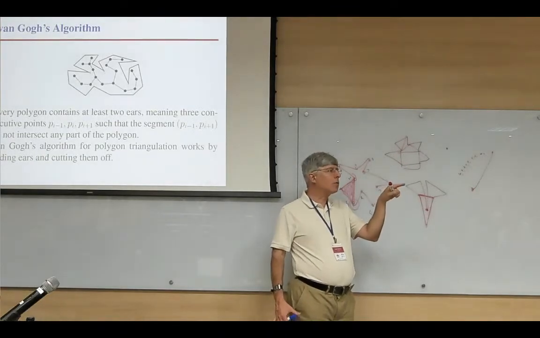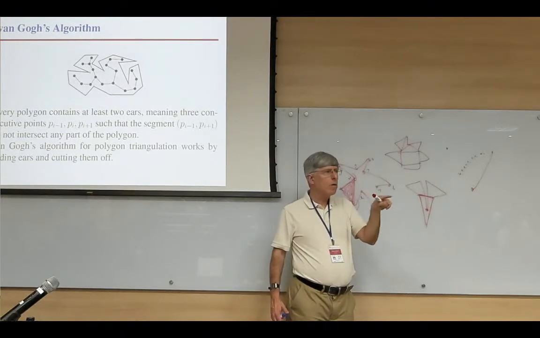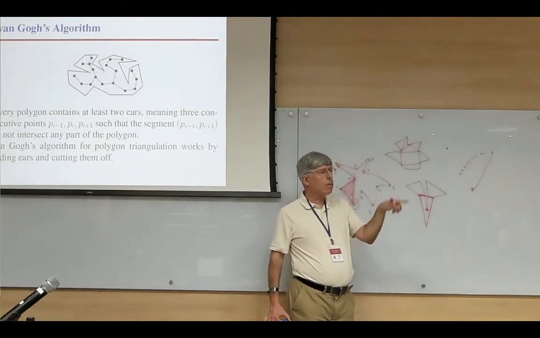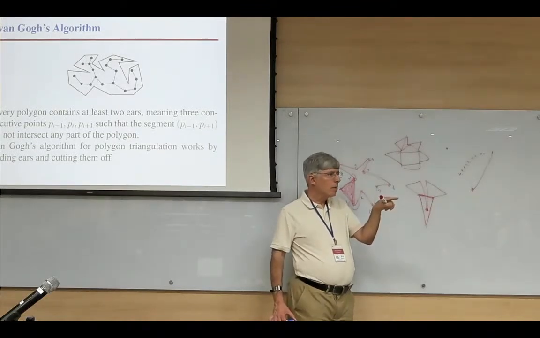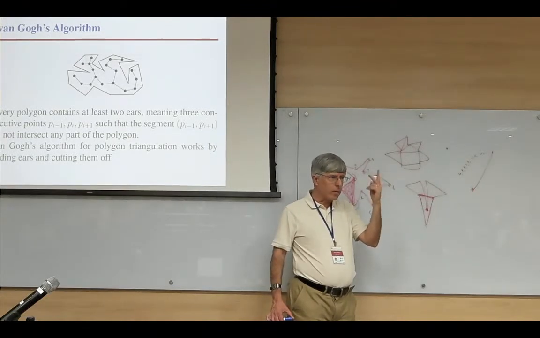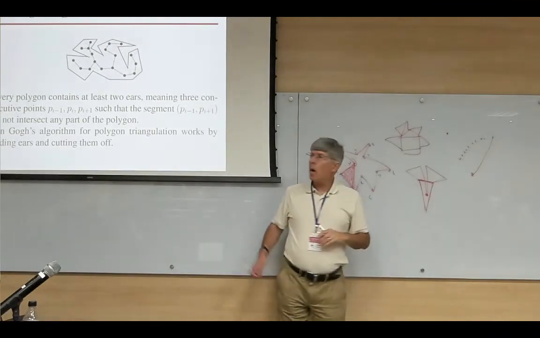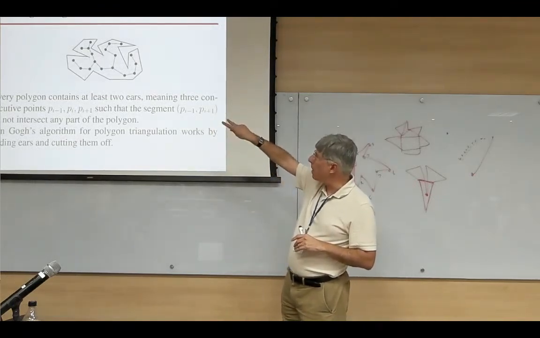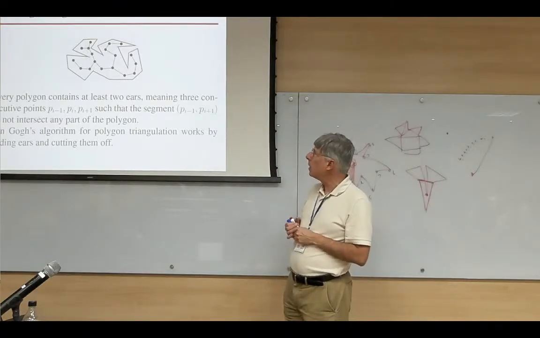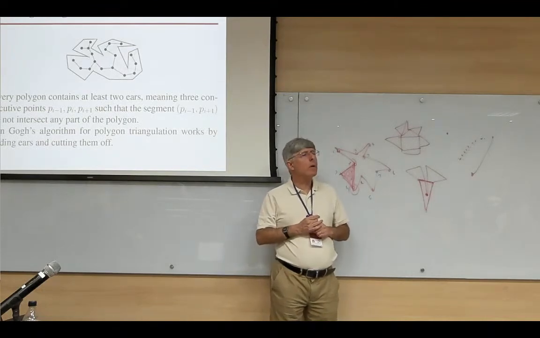What's the highest possible degree of a node in this tree? 3. Why can't a triangle be connected to 4 other triangles? Because it's a triangle. Tri is 3. There's only 3 sides that it can be connected on. So one interesting property is that the dual graph of a polygon triangulation is always a tree. The other question is, does anyone know why this is called Van Gogh's algorithm?